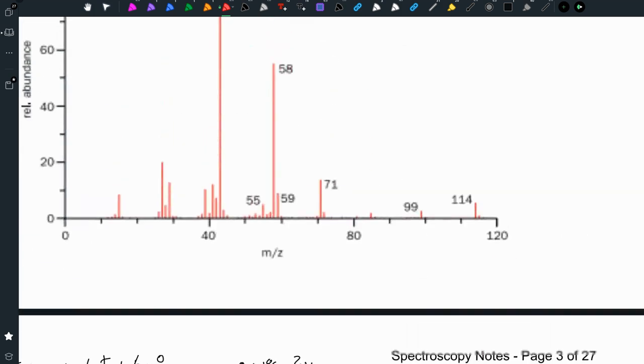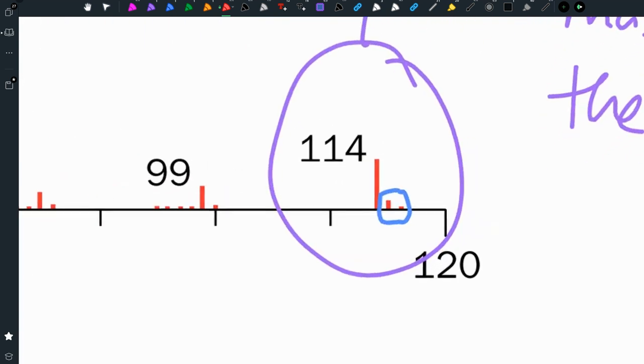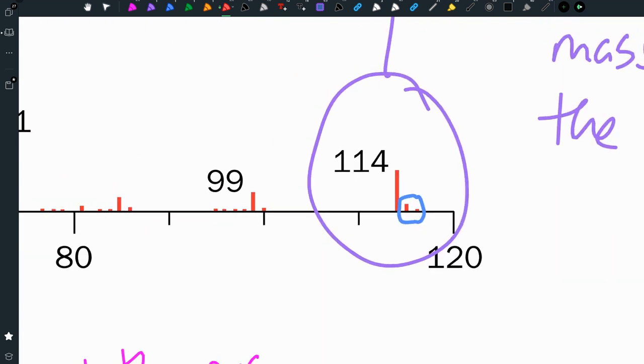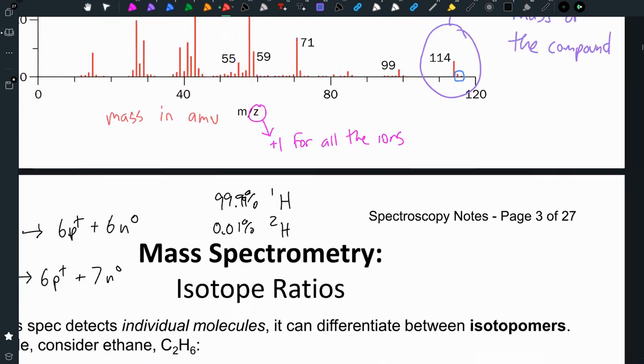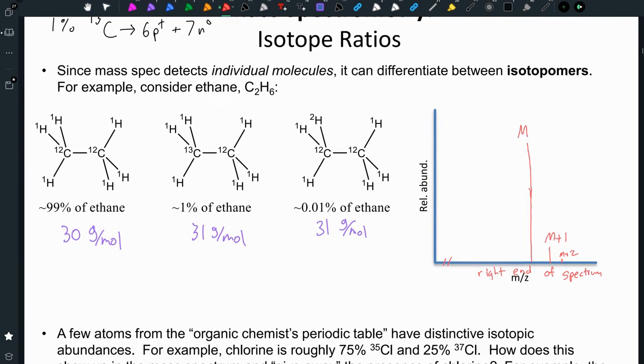So that end where we see those tiny little peaks, the reason we're discounting those is those represent the rare isotopic outliers. And that's why we see that pattern at the far right end. So we can be pretty sure that this right-hand peak that's relatively tall is going to represent the molar mass of the compound. All right. So that's going to be really helpful.